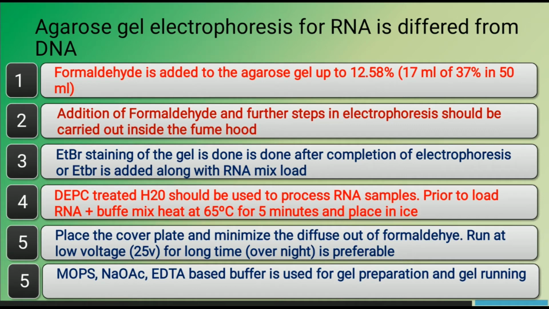So once everything is loaded, place the upper cover plate of the gel to minimize the diffusion of formaldehyde, and run at low voltage, approximately 25 volts, for a long time. Especially overnight is preferable to prevent formaldehyde leakage. In addition, the MOPS sodium acetate EDTA based buffer is used for the gel preparation and gel running.